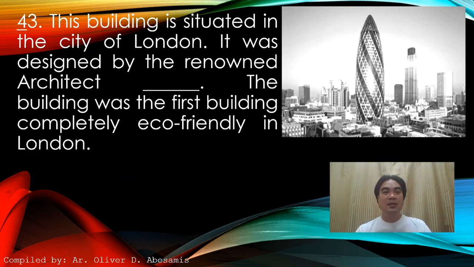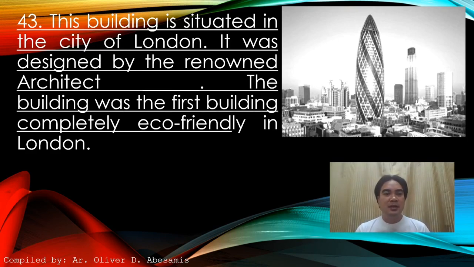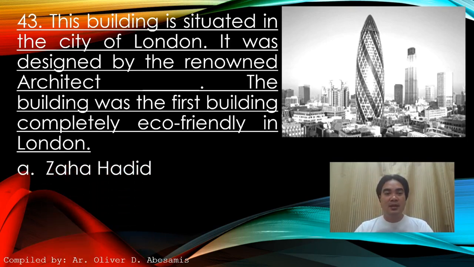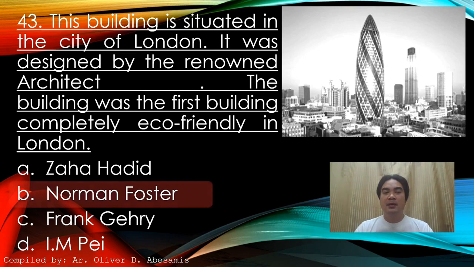43. Please see the image. This building is situated in the city of London. It was designed by the renowned architect Blank. The building was the first building completely eco-friendly in London. A. Zaha Hadid. B. Norman Foster. C. Frank Gehry. D. I.M. Pei. Answer? B. Norman Foster.